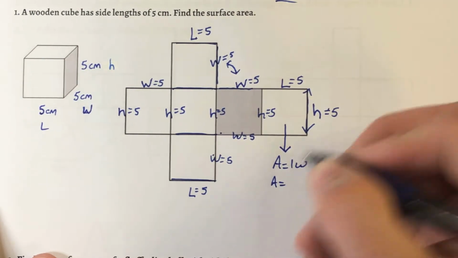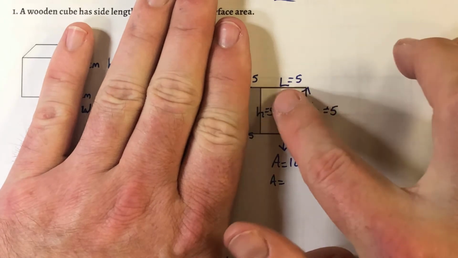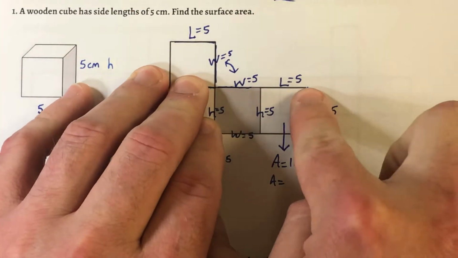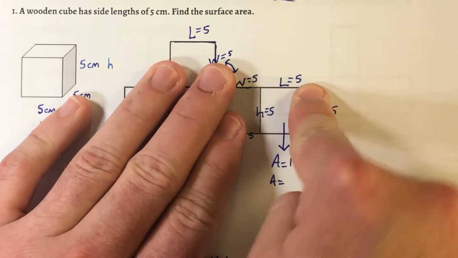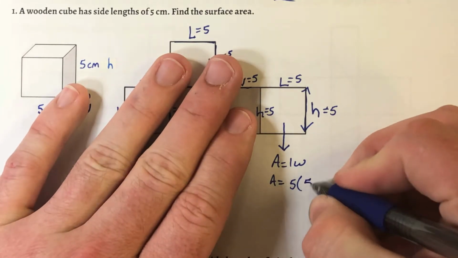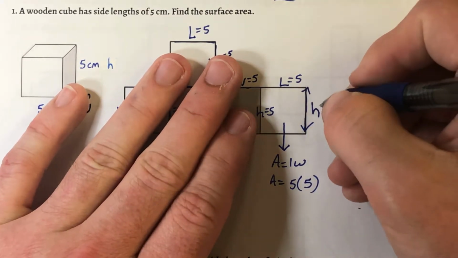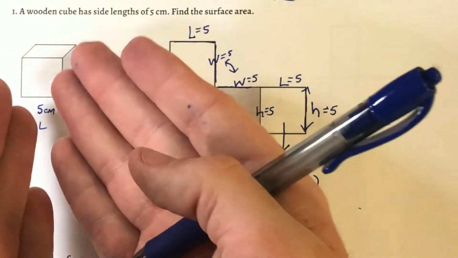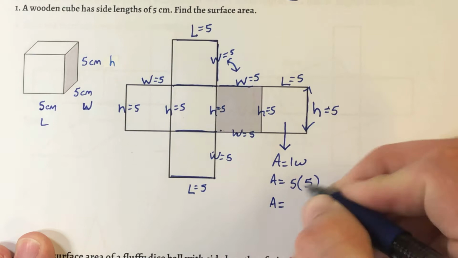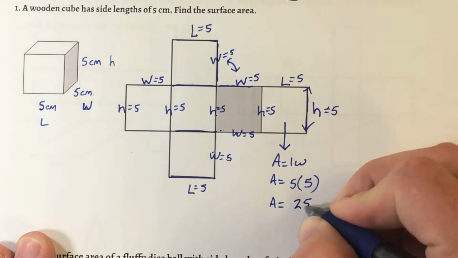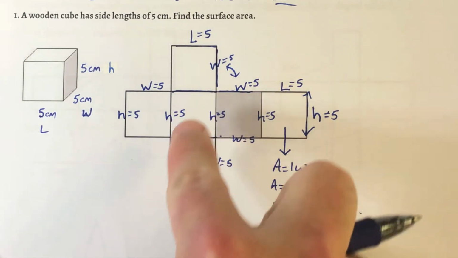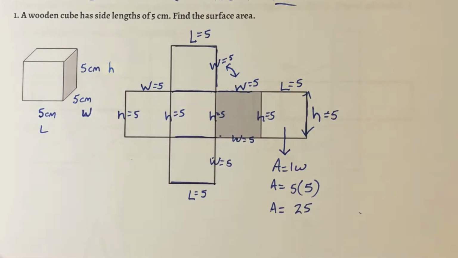So A equals, now don't be confused by the fact that I have an L and an H. You're just looking at the square. What's this side? What's this side? Well, it's 5 by 5. So length is 5, width is 5. Those L's and H's were just there so I can get the numbers from the solid object onto my net. Okay, area equals, what is 5 times 5? Well, that is 25.